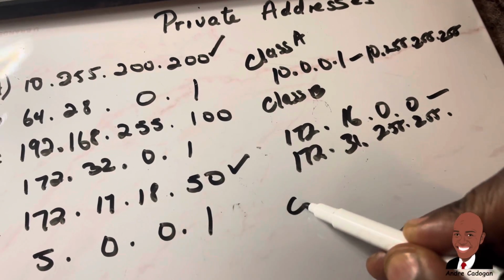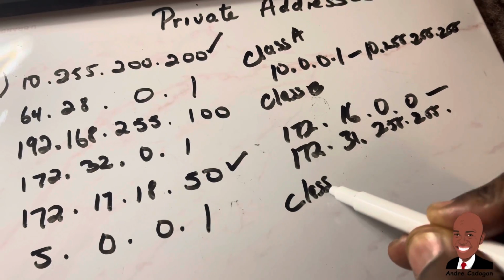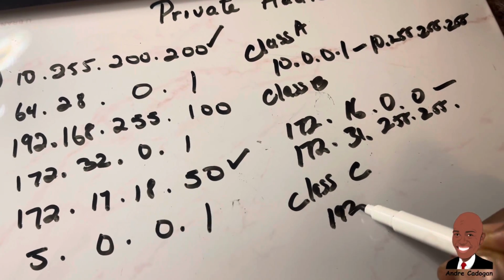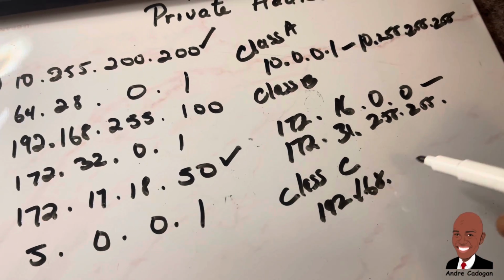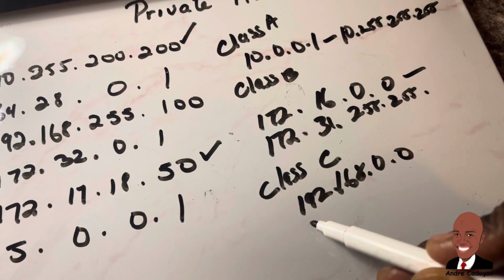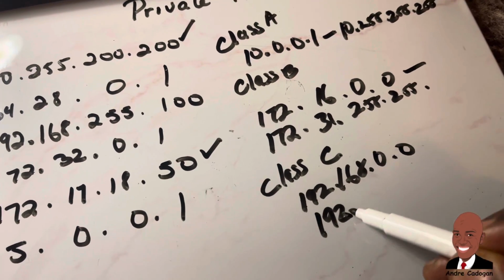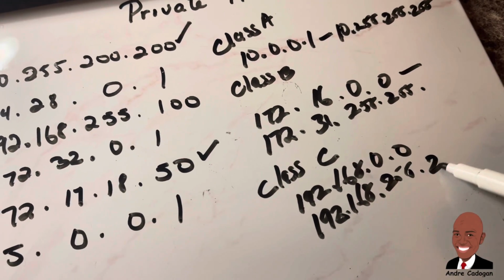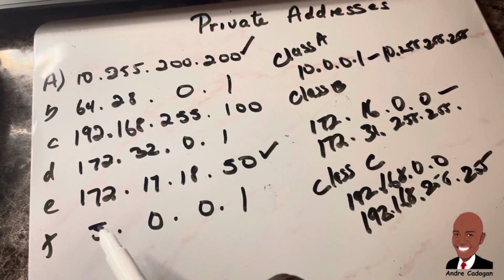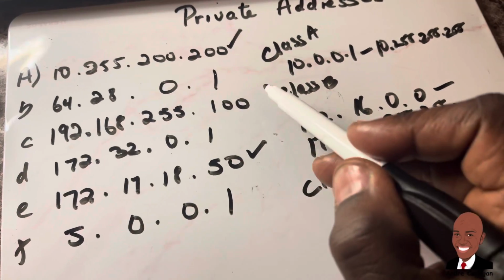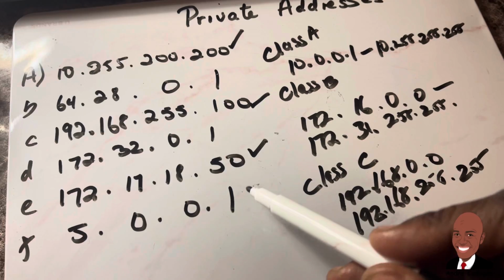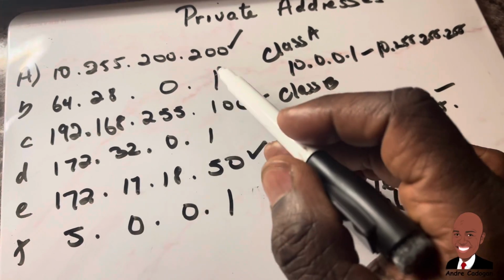And Class C now, which is the one that we learned from the beginning, the private address starts from 192.168.0.0 and goes all the way up to 192.168.255.255. So how can we identify here now? This is a private address here, all right? So basically, this is a public address, this is a public address, and this is a public address.